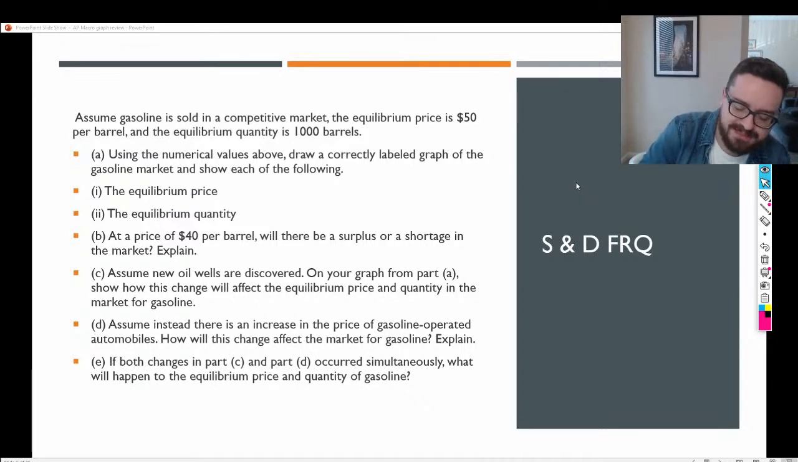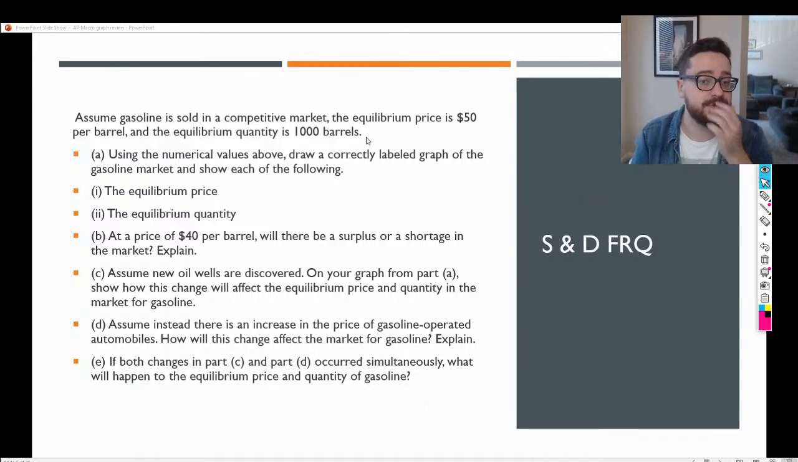So assume that gasoline is sold in a competitive market. Good, you would want that. And the equilibrium price is $50 per barrel. The equilibrium quantity is 1,000 barrels. Okay. Draw a correctly labeled gasoline market, which you're like, what's the gasoline market, Mr. McRitch? We never covered that. It's just a supply and demand graph with the equilibrium price and quantity shown.